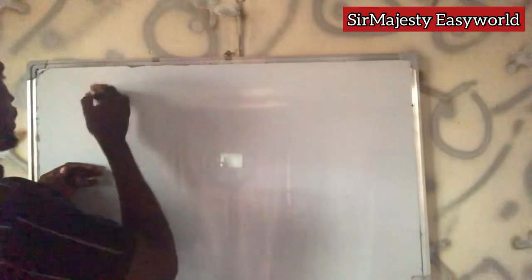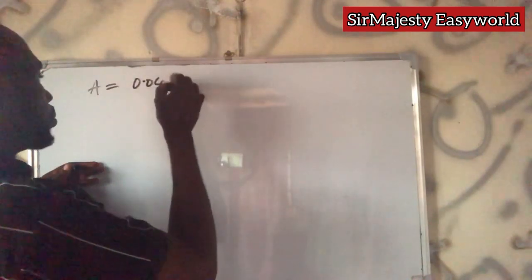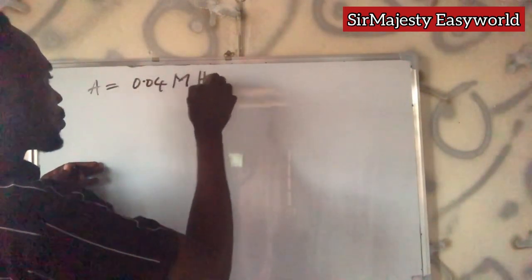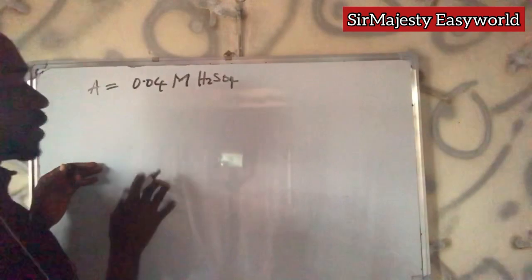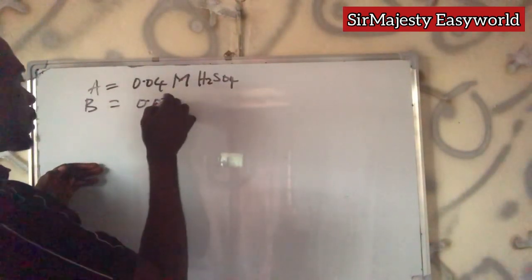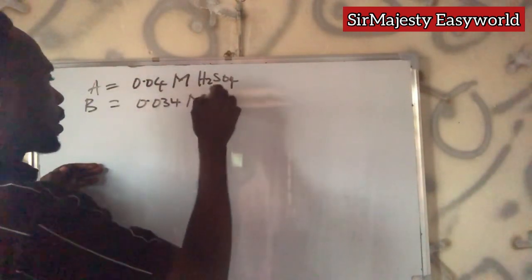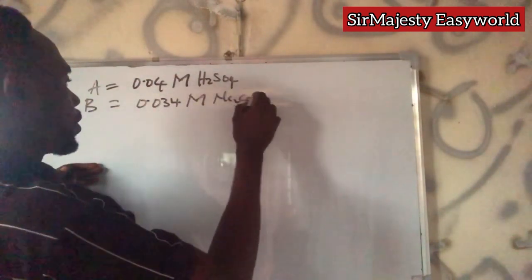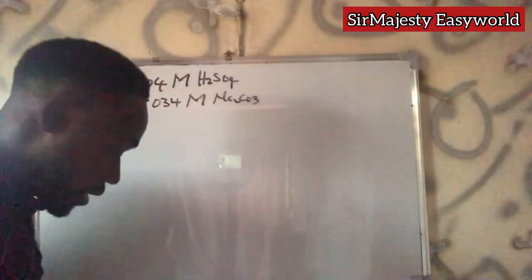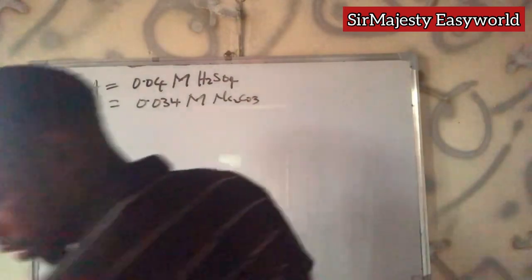From the information provided, the A is actually 0.04 mole per dm cube H2SO4. Then B is actually 0.034 molar of sodium trioxocarbonate 4. So we can now predict the endpoint, the range of the endpoint.